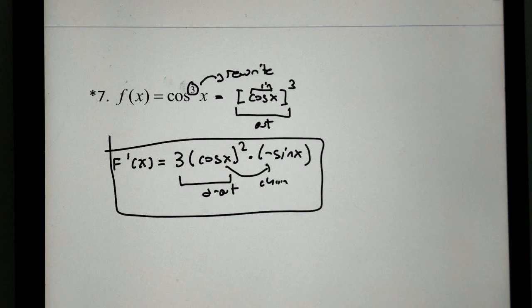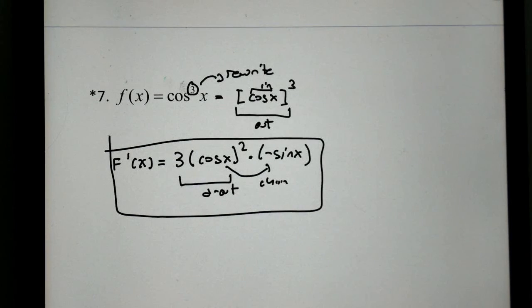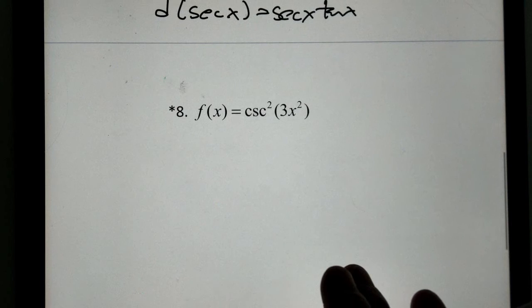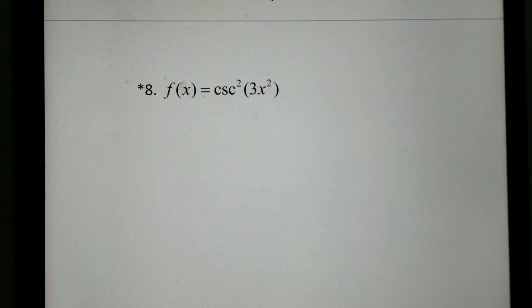That's probably one of the hardest ones I will ever give you in a million years. That's the hard one. If you can do this one, man, there's really not much I can't throw at you that you won't be able to do. Except for number 8. Here we go. Cosecant squared. Cosecant's a nasty little bugger.